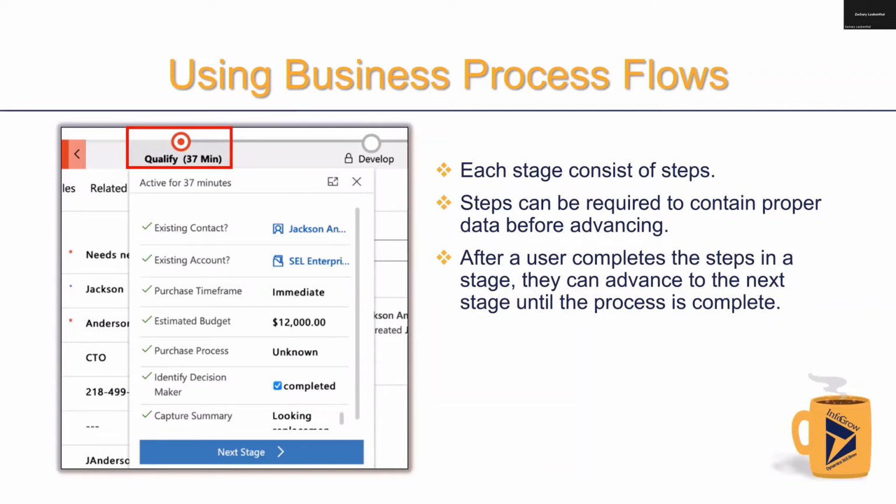We're going to see the purchase timeline. We're going to see if we got a budget, our purchase process, and so on. After users complete all these steps in this stage, they can then advance to the next until a process is completed. When configuring a business process flow, organizations can decide to make a single step or multiple steps required, so users must enter data for specific fields before they can proceed to the next stage.